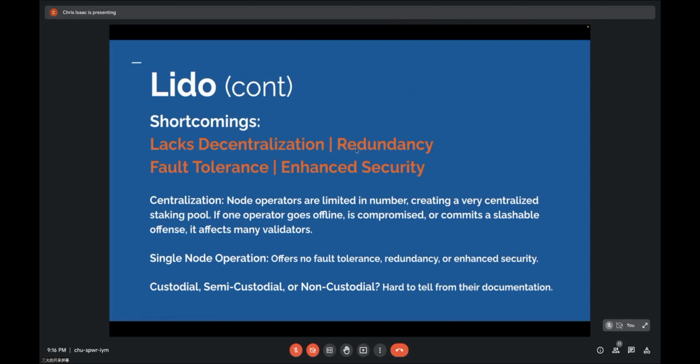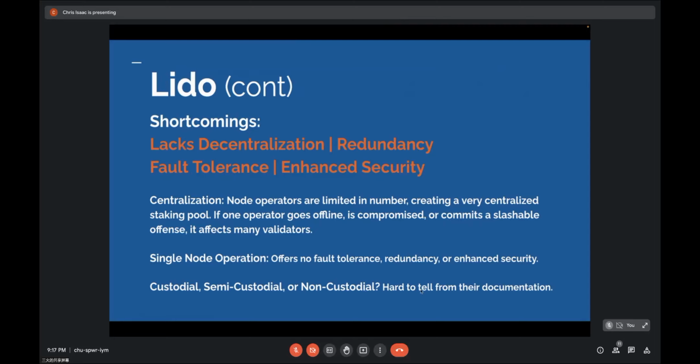In addition, basically all of the solutions right now lack, and I'm going to show you how SafeStake comes in and solves these things, redundancy, fault tolerance, and enhanced security. Because we're running on a single node, we can't have redundancy or fault tolerance. And we talked about the security issues with keys being exposed and online.